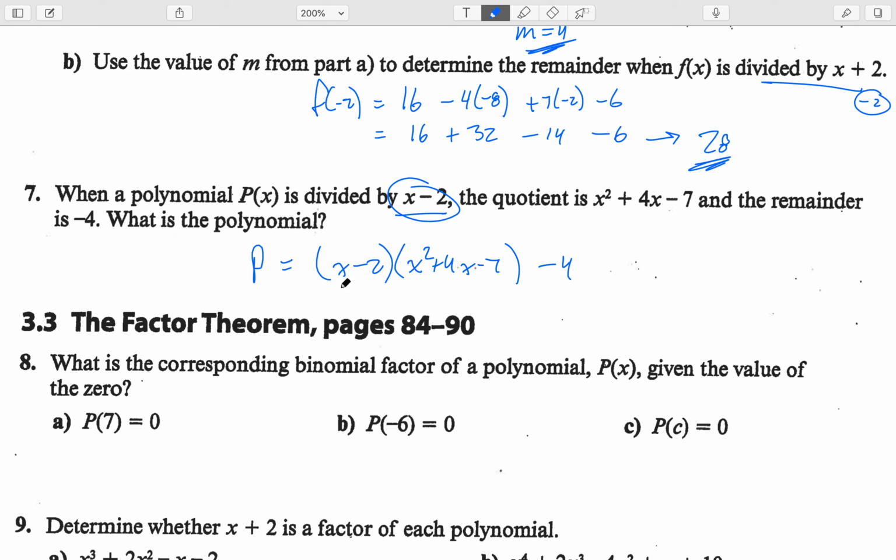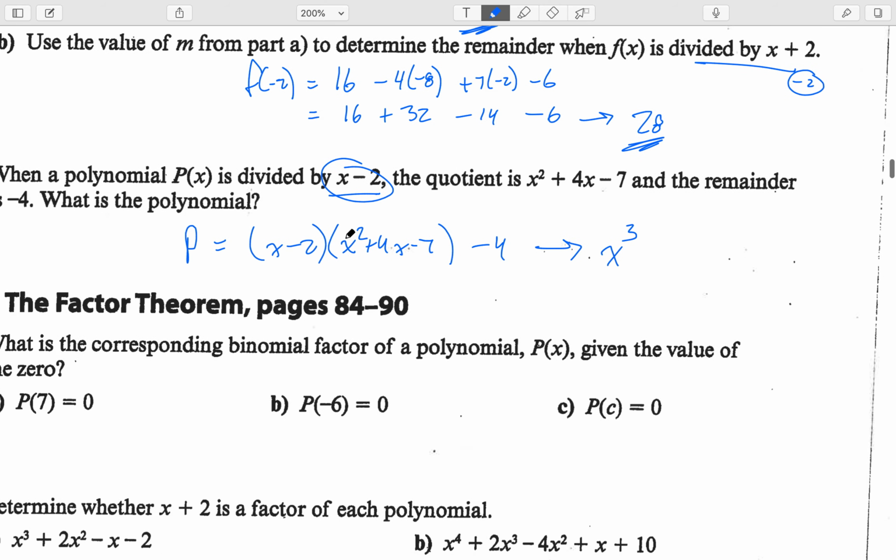So expand this all out by FOIL and superFOIL. Let's see, we're going to get x cubed. What else are we going to get? We're going to get minus 2x squared plus 4x squared, so plus 2x squared. We're going to get minus 7x minus 8x, that's minus 15x. And then what do we get on the end? We're going to get plus 14, but then minus 4, which is plus 10. That should be our polynomial if we expand the whole thing all out.